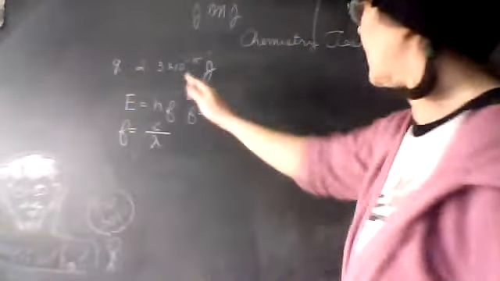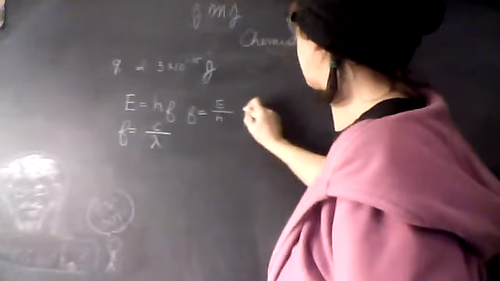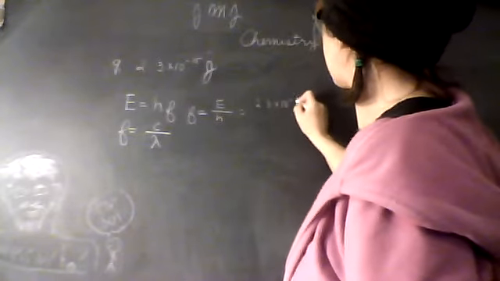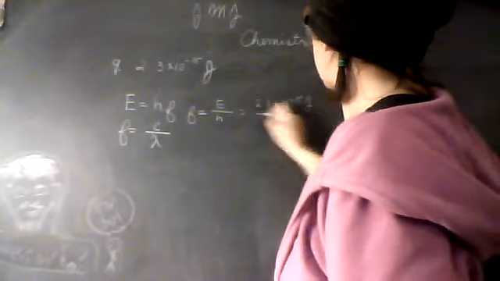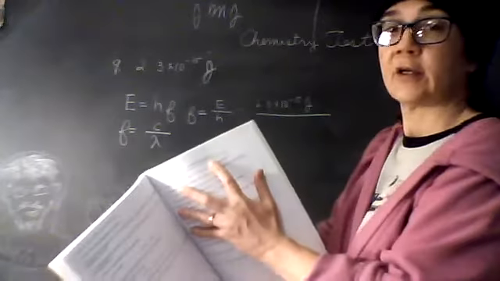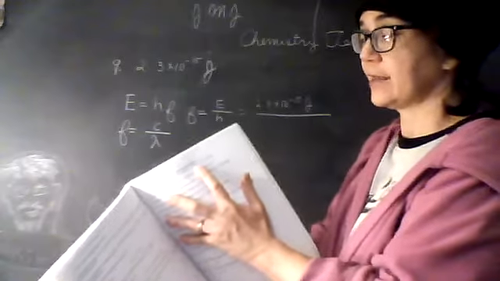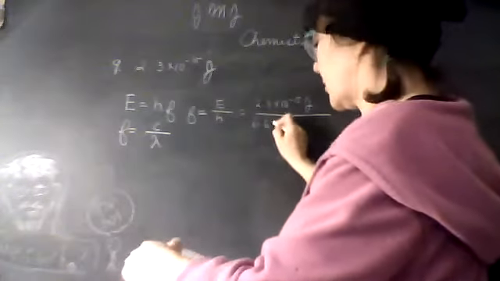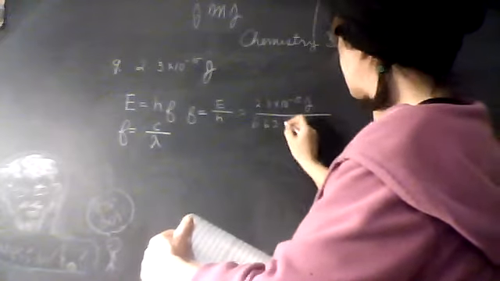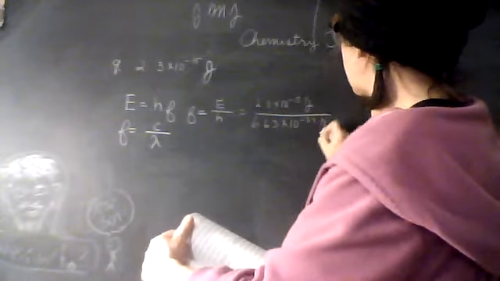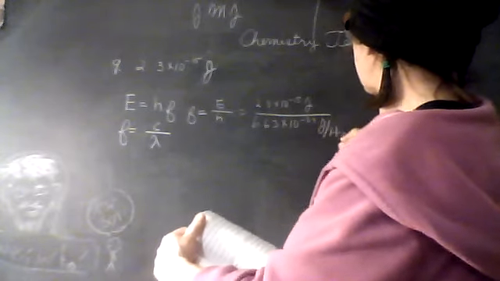All right. So going back to what we have, say energy, 2.3 times 10 to the negative 15 joules, divided by Planck's constant, which is given us at the top of the page on the test as this constant, H, 6.63 times 10 to the negative 34 joules per hertz.